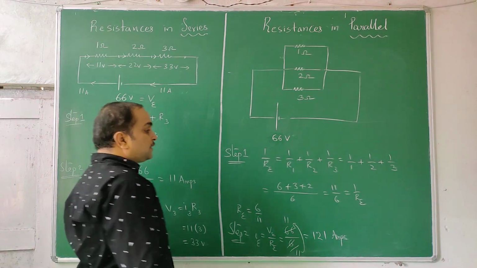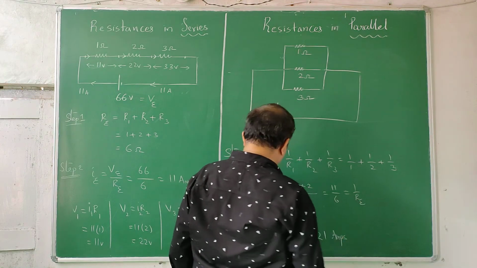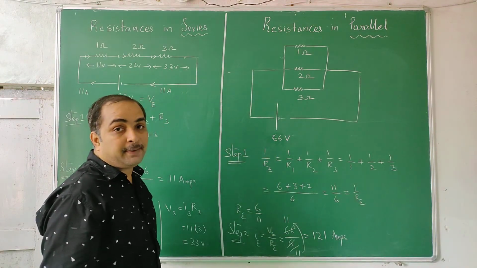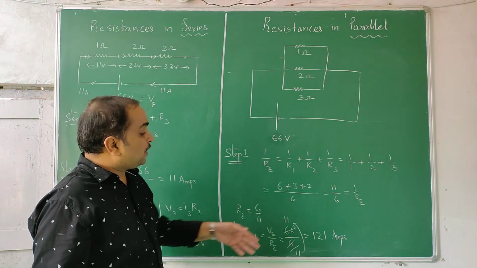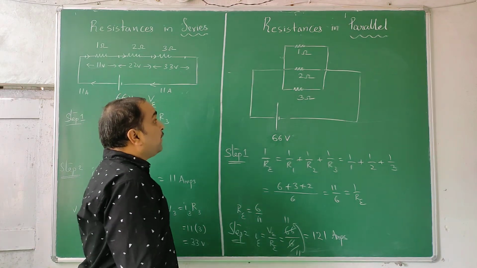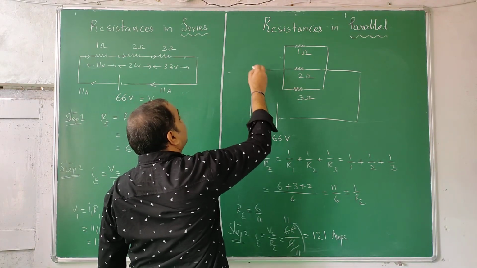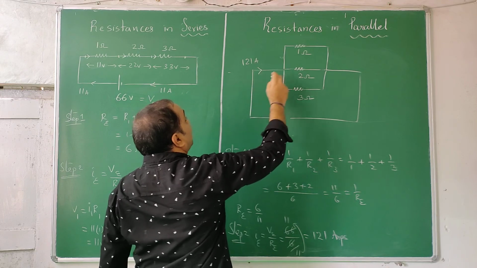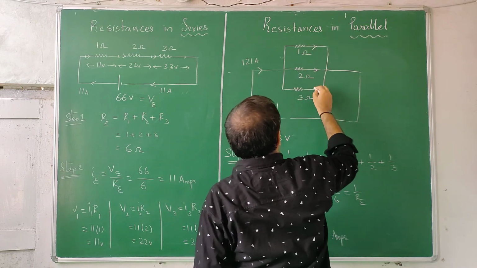And the total resistance is coming out to be 6 by 11, less than 0.5, near about. Okay, so 121 amps. Now we can find individual current in each of them. This current is 121 amps. So how much gone through this? How much gone through this? How much gone through this?